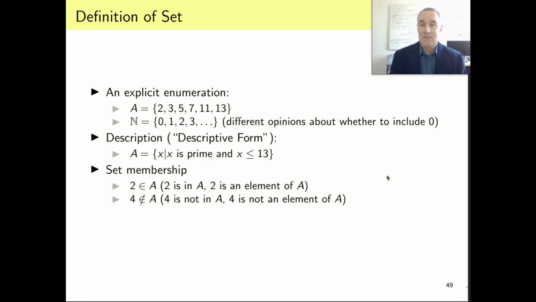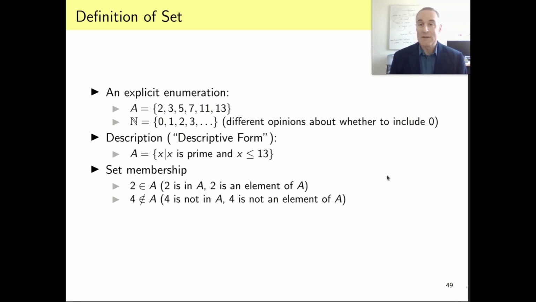We can also describe sets with a descriptive form, maybe some sort of algorithm really. So we could say that the set A is all x, where x is prime and x is less than or equal to 13. So 2, 3, 5, 7, 11, and 13 are all prime numbers, and they're all less than or equal to 13.